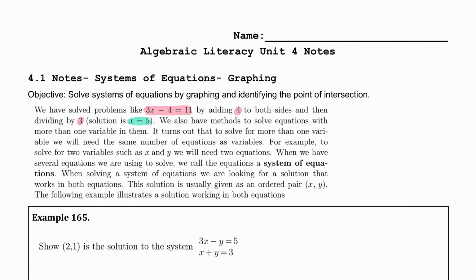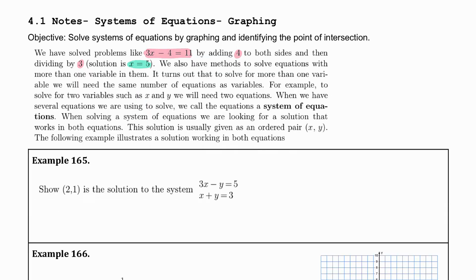But sometimes we're going to see equations that have more than one variable. Maybe they have an a and a b, or an x and a y. So one thing we'll see is that if we have more than one variable, then we need the same number of equations as variables. For example, what we're going to see today is we have two variables, x and y, so we're going to need two equations to help us solve that. And when we have more than one equation, we call that a system of equations.